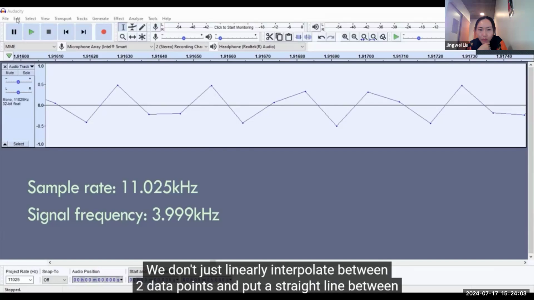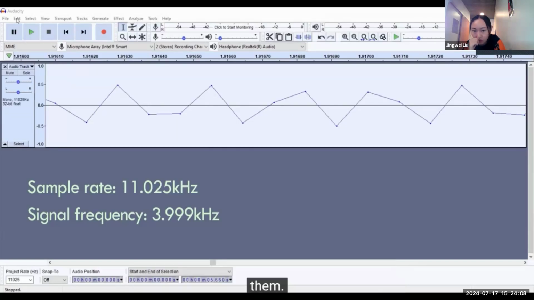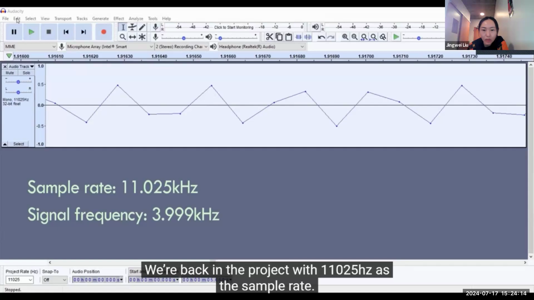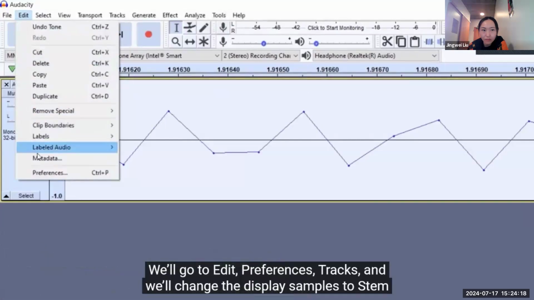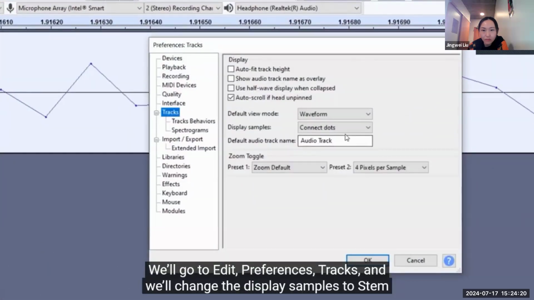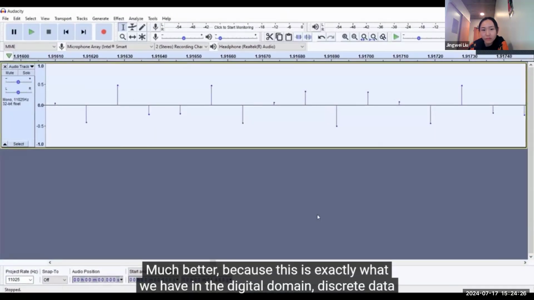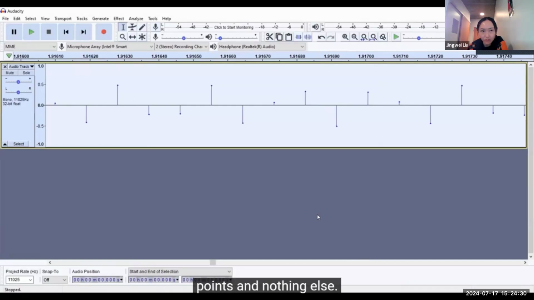We don't just linearly interpolate between two data points and put a straight line between them. This is an inaccurate representation. Let's fix that. We're back in the project with 11,025 Hz as the sample rate. We'll go to Edit, Preferences, Tracks, and then we'll change the display samples to stem plot. Much better, because this is exactly what we have in the digital domain, discrete data points and nothing else.